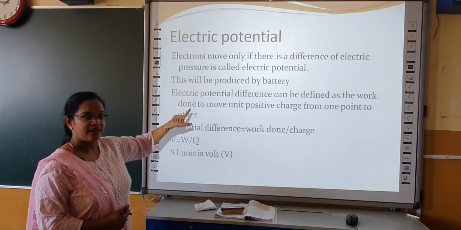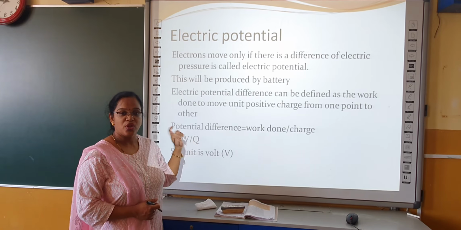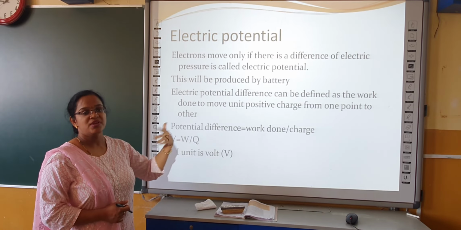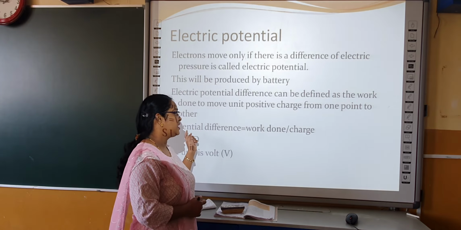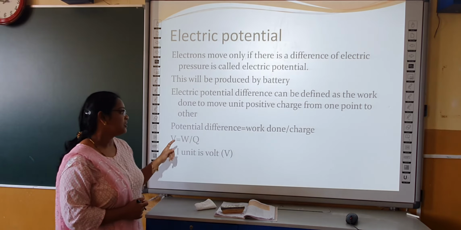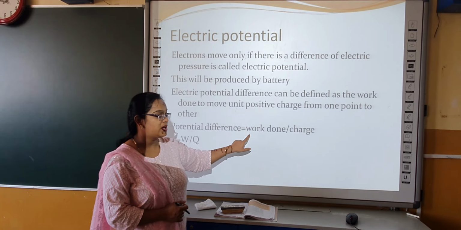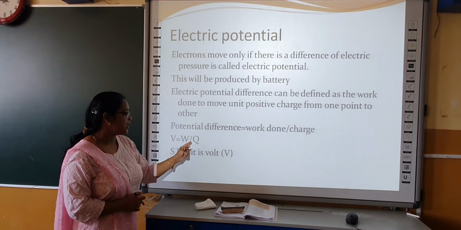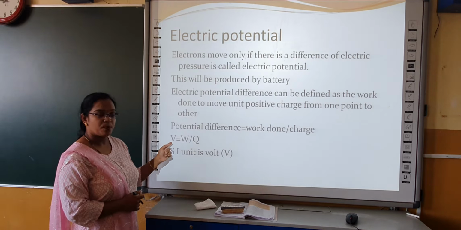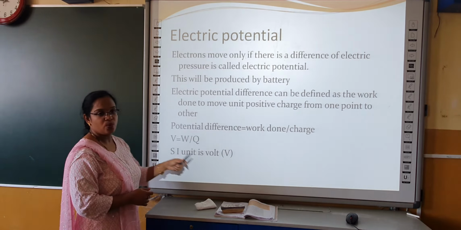Potential difference is defined as the work done to move unit positive charge from one point to another. To move this charge, work has to be done. So if you move a unit positive charge from one point to another, that is called potential difference, equal to work done divided by charge. That is V is equal to W by Q. The SI unit of this potential difference is the volt.